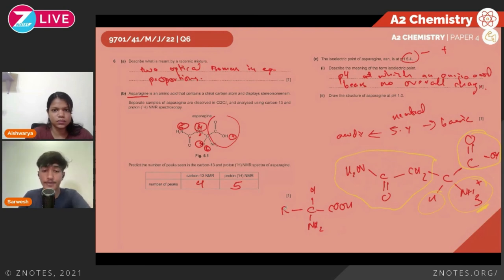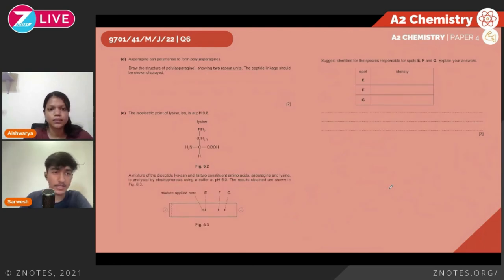So this is the amine part of the amino acid. This is the acid part. And this over here is the R group. Asparagine can polymerize to form polyasparagine. Draw the structure of polyasparagine, showing two repeat units. The peptide linkage should be displayed.